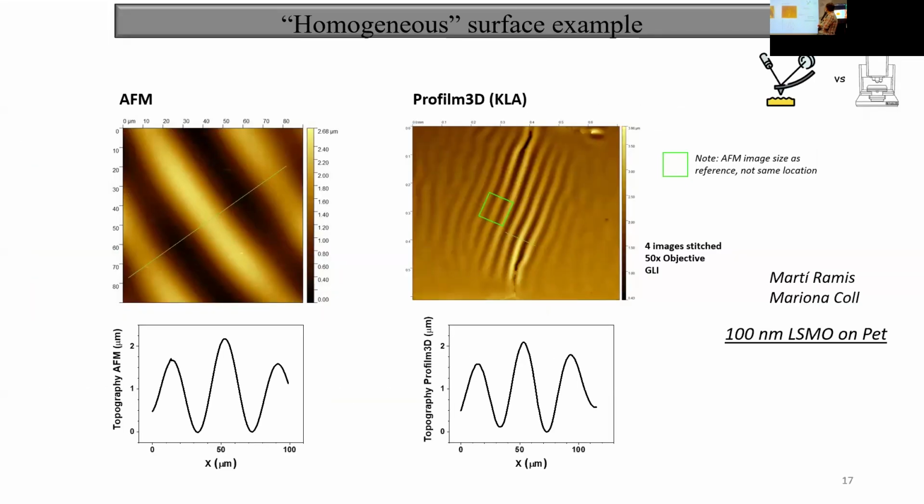More examples, a thin film of LSMO, an oxide of 100 nanometers transferred to a PET polymeric substrate that forms the wrinkle formation that we have been studying by AFM. If we measure them by interferometry, and in this case we are stitching 4 different profilometry images, we get the same heights. Again, it's not the same location, okay? So don't look for that, but the heights of the wrinkles are comparable.